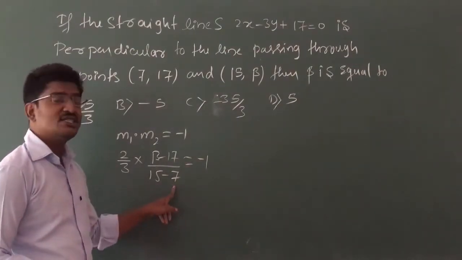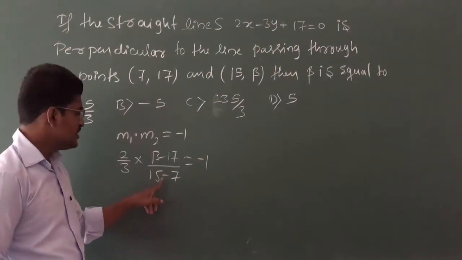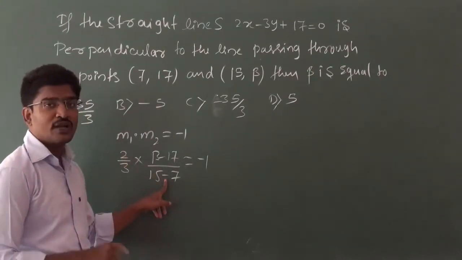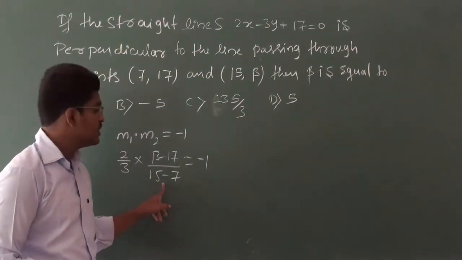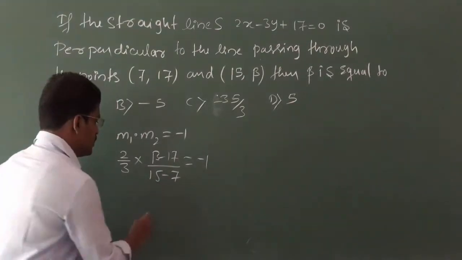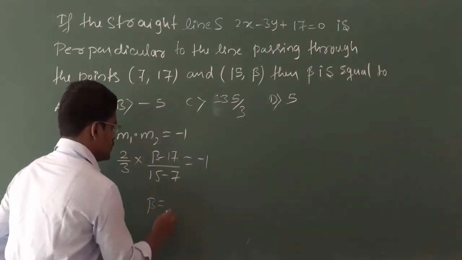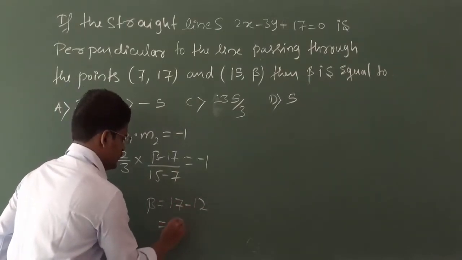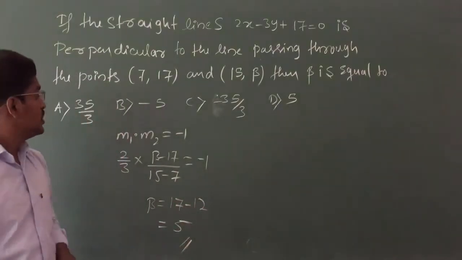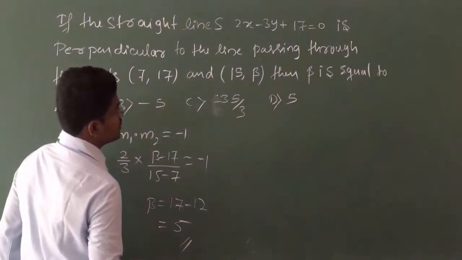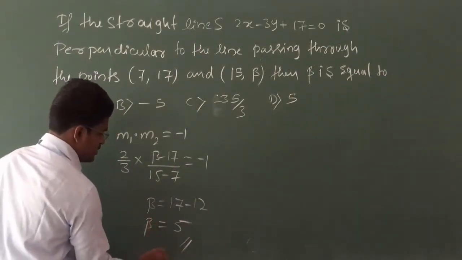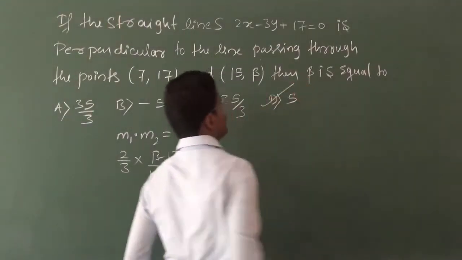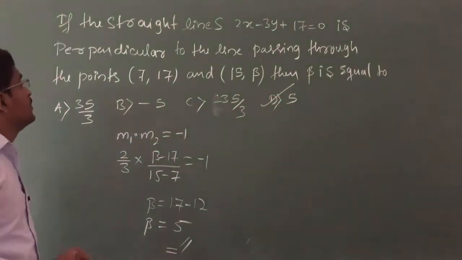Clear? So 15 minus 7 is how much? 8. Clear? 2 into 4 cancel. 3 into 4 is 12. If I take this side, it will be minus 12. So beta will be equal to 17 minus 12, that is 5. So your answer will be how much? 5. Beta is 5. Clear? So that is option D. It was a very simple problem.